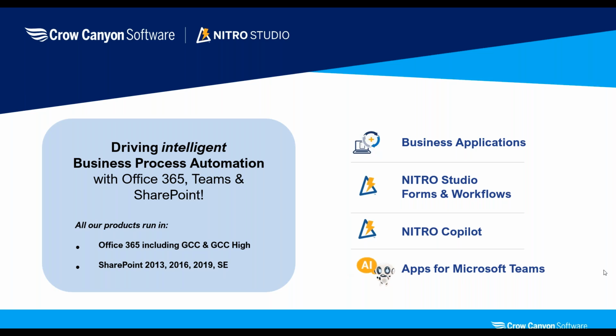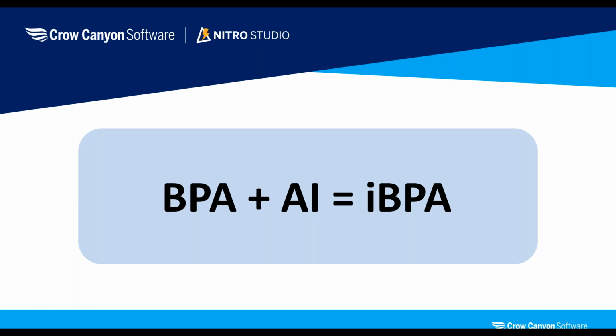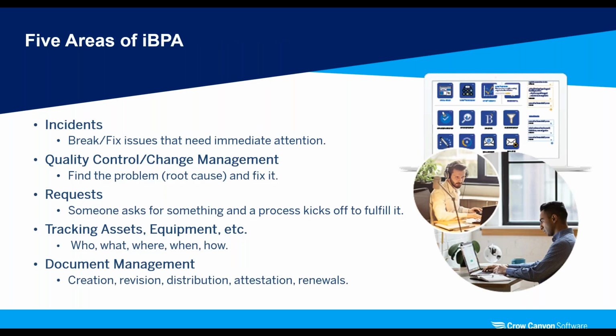So what we've done, we took BPA and AI, and now we have IBPA, which we call Intelligent Business Process Automation. And we find many areas where this can be used. So what we want to do here is stimulate some concepts. If you're doing things in old style email, spreadsheets, and everything else, you can use NITRO Studio to automate many different kinds of processes. And we find there's basically 5 basic areas: incidents, quality control, requests or inquiries that come in, tracking assets, and document management. So this solution is not just a help desk.